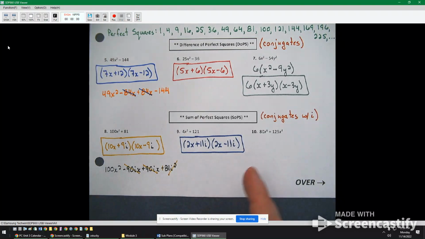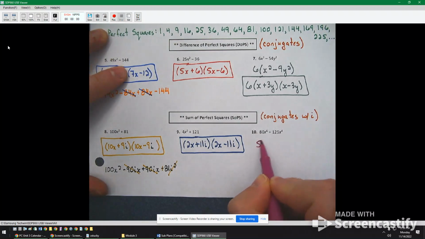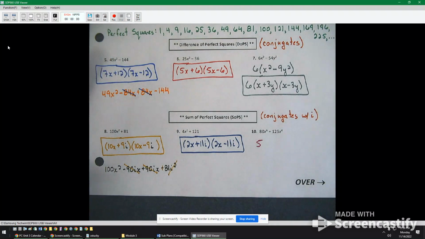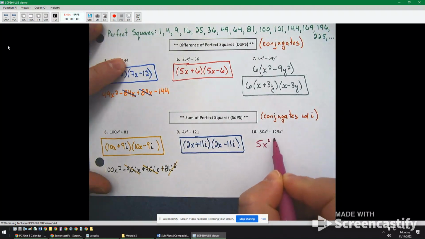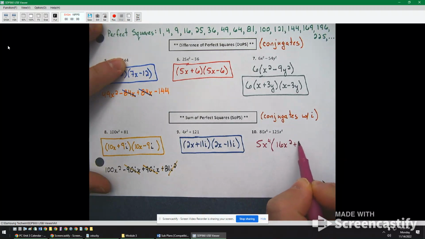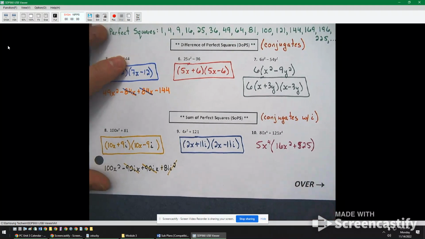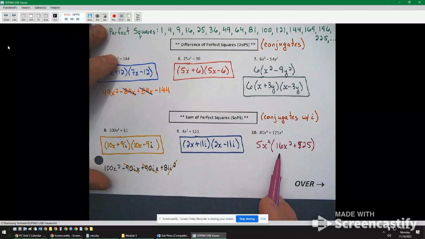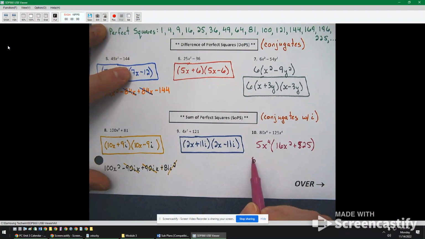Again, I want to try to factor this first. So if I look at it, I'm like, wait, these aren't perfect squares, but I've got something in common. 80 and 125 are both divisible by 5. x to the 6th and x to the 4th have 4 x's in common, so I can take out 4 x's. That would leave behind a 16x squared and a 25. 16, 25, those are perfect squares. I get 5x to the 4th, 4x plus 5i because it's SOPS, 4x minus 5i because it's SOPS.